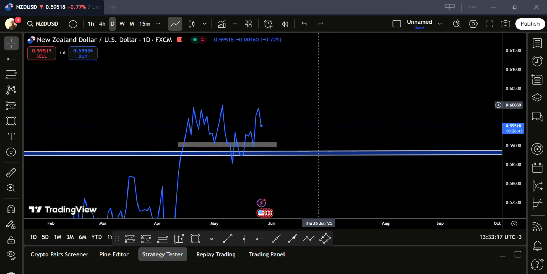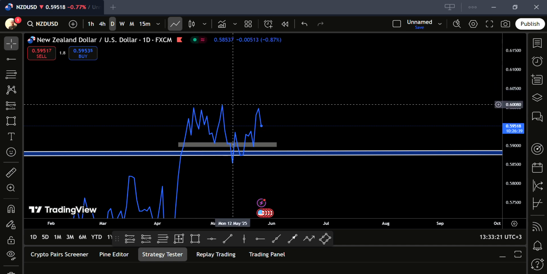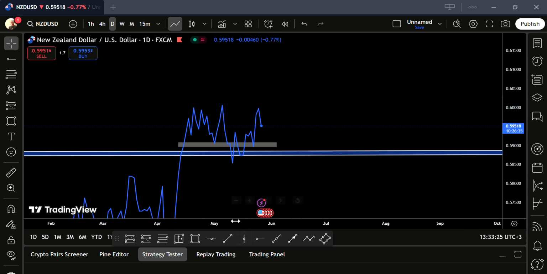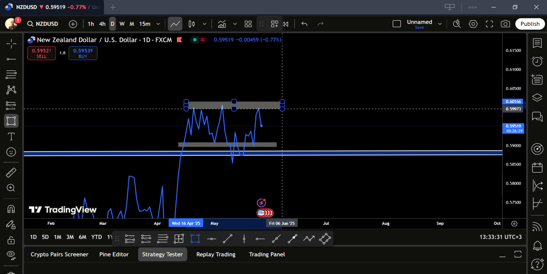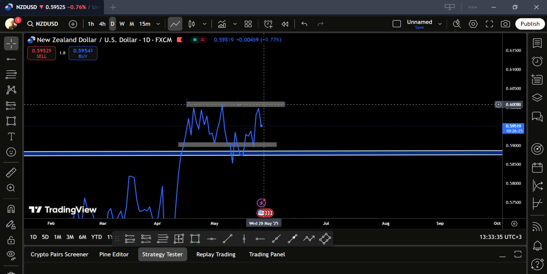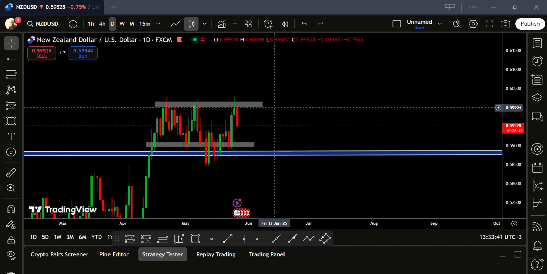Now up here, what do you see? You see a touch, and another touch. So you're going to draw your resistance up here, like that. Make sure you draw on the tips like that. So when you come back to your full chart, this is what you see.